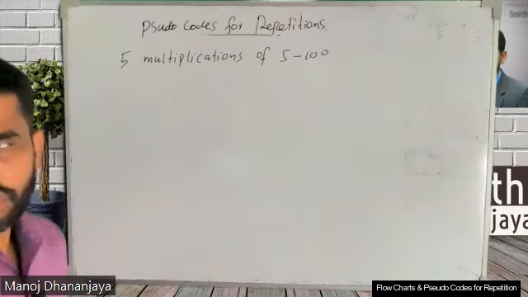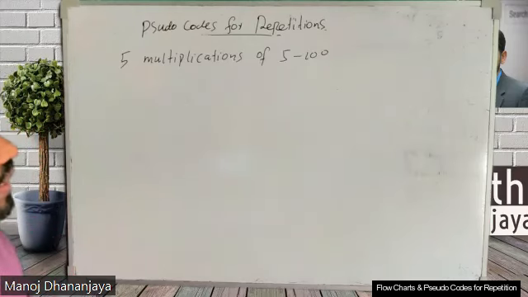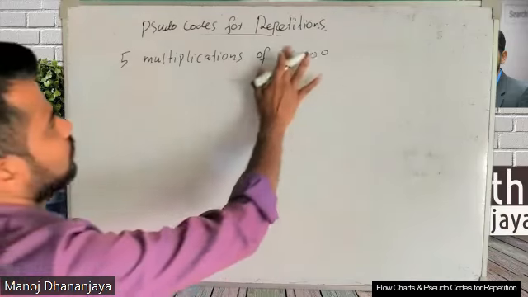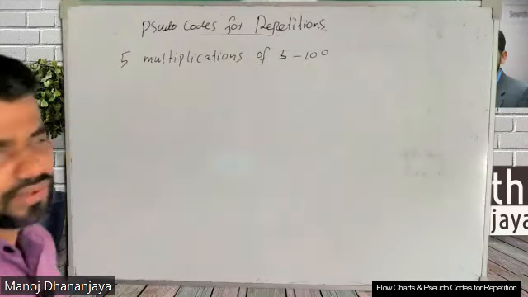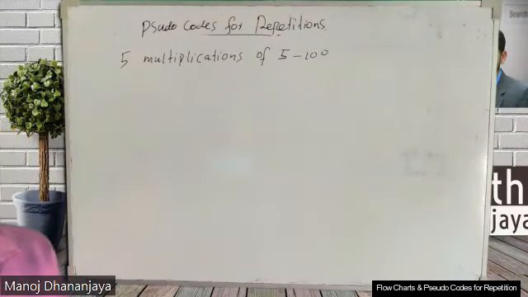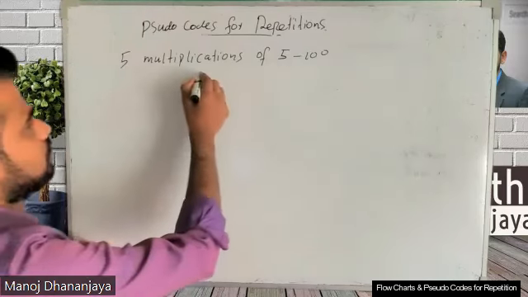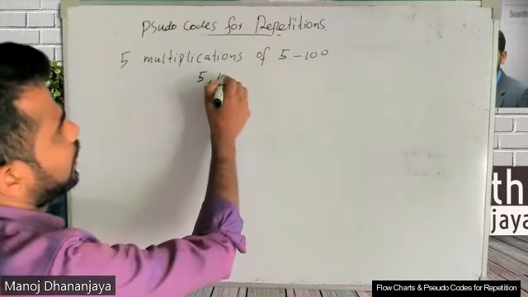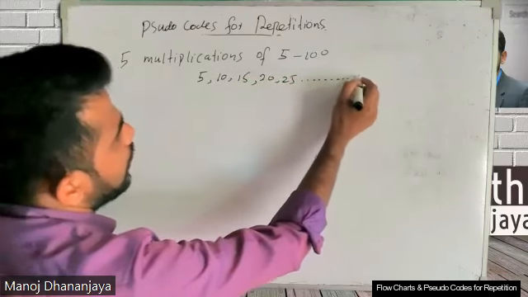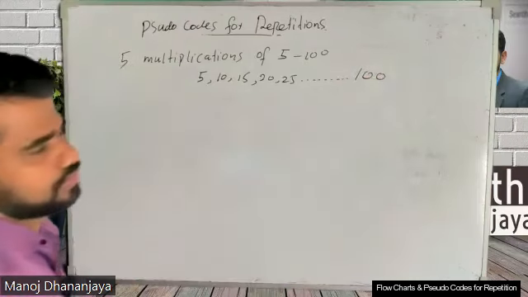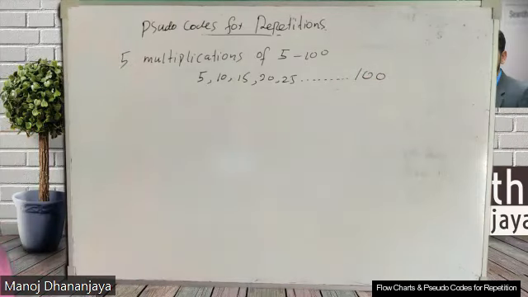Right. When drawing a flowchart for this, first of all, we can think about what the outputs are. What will be the output for this flowchart? And we can decide the first value, the initial value, and the ending value also. What is the first value? It should be 5, 10, 15, 20, 25. The ending value should be 100. Now we can draw the flowchart.